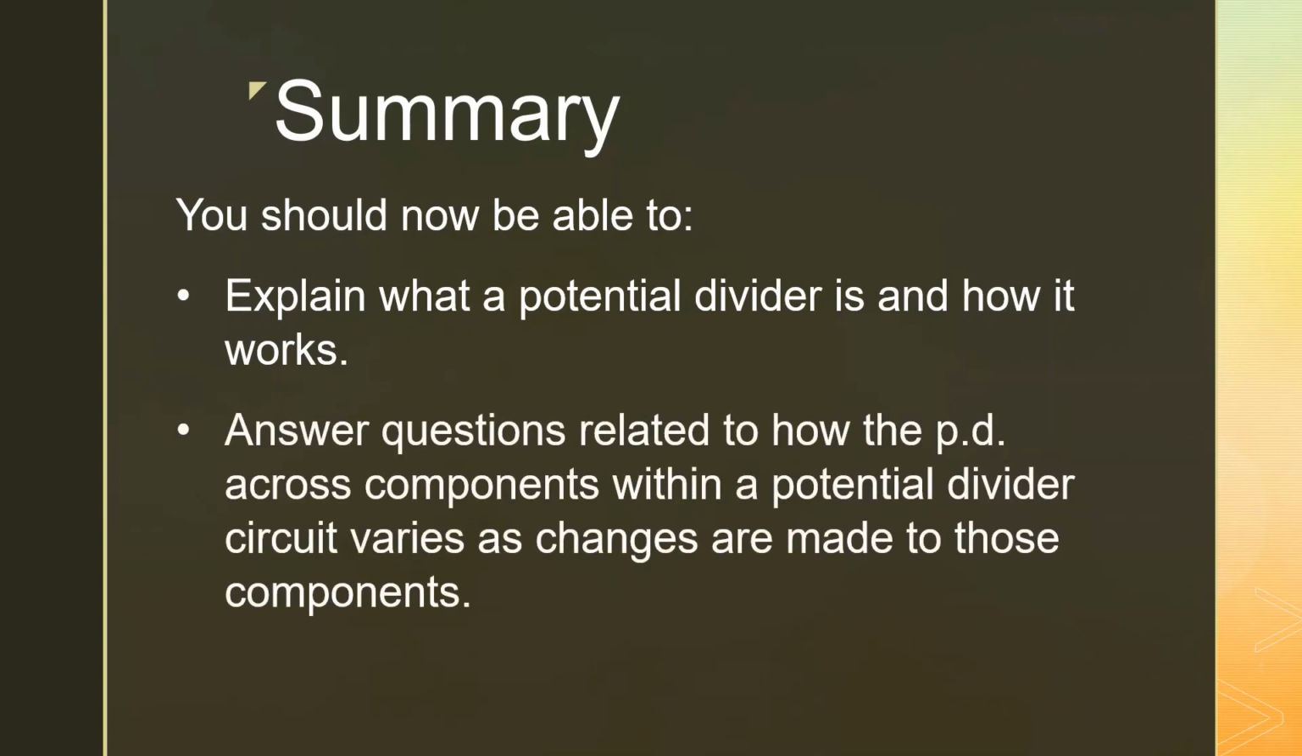We should also be able to answer questions related to how the PD across components within a potential divider circuit varies as changes are made to those components. So you need to be able to look at a circuit and say, well, as the resistance of that variable resistor is increased, what's going to happen to the voltages across the two components, and therefore what's going to happen to the output PD. Or likewise, you need to be able to explain what's going to happen to the output PD as the slider on a potentiometer is moved in either direction.